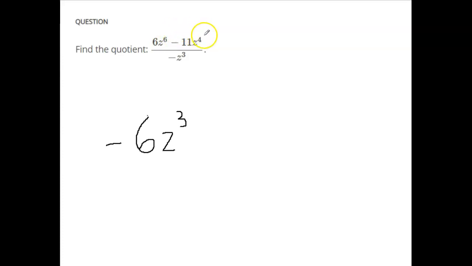And then I want to do the second term. So I have a minus 11z to the fourth. Again, the number part, a -11 divided by a -1, that's going to give me a positive 11. And then do the variable part. And you do subtraction. So z to the 4 minus 3 gives me 1. So it's just going to be z to the first power, and we just write z. So that's your final solution here.